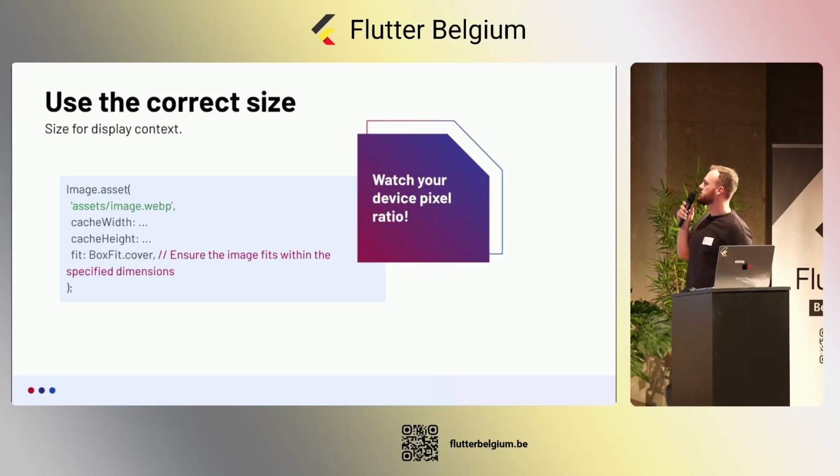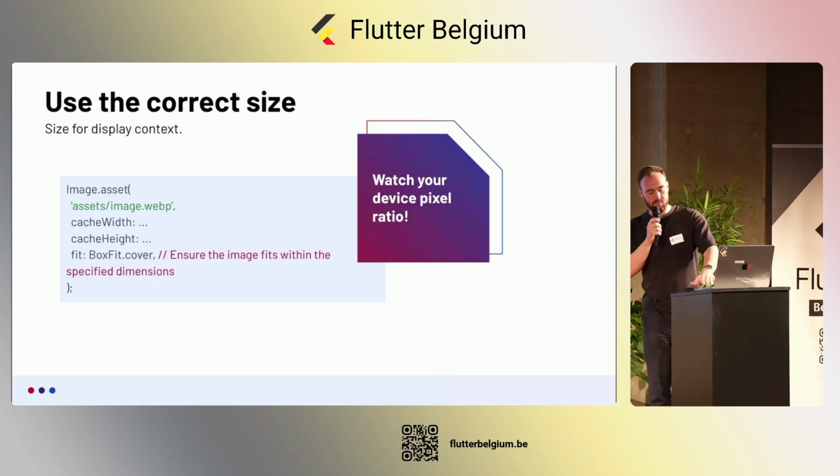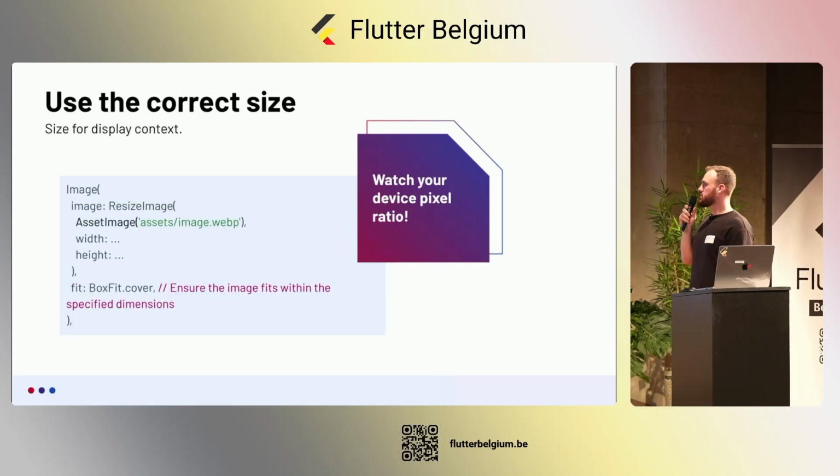Also make sure that you watch your device pixel ratio, because for instance your iPhone mostly nowadays has a pixel ratio of 3. Some other devices have a pixel ratio of 2. You need to take that into account to calculate the correct cacheWidth and cacheHeight parameters. You can also do it in a different way. You also have ResizeImage, which instead of cacheWidth and cacheHeight parameters has a width and a height parameter, but it basically does the same thing.